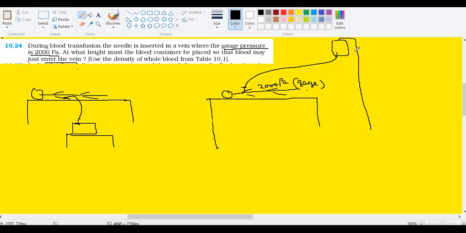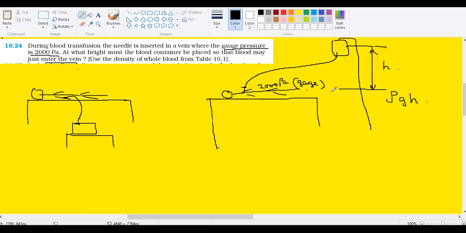So I have certain height. So they're asking you to find the height. So simply use this level. So the pressure at this point will be given by rho g h. So this should be equal to 2000 Pascal. Only then it will be able to enter in, right? Of course, it has to be slightly higher than that. Only then it will be entering it, right? Otherwise, it will not be able to enter it.